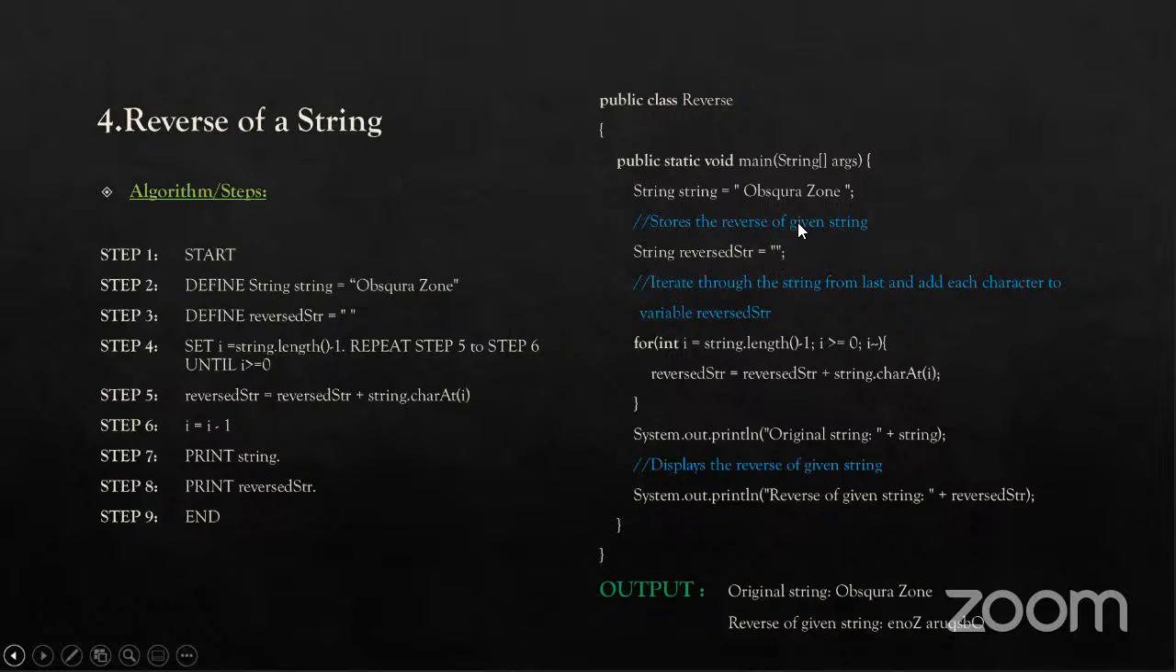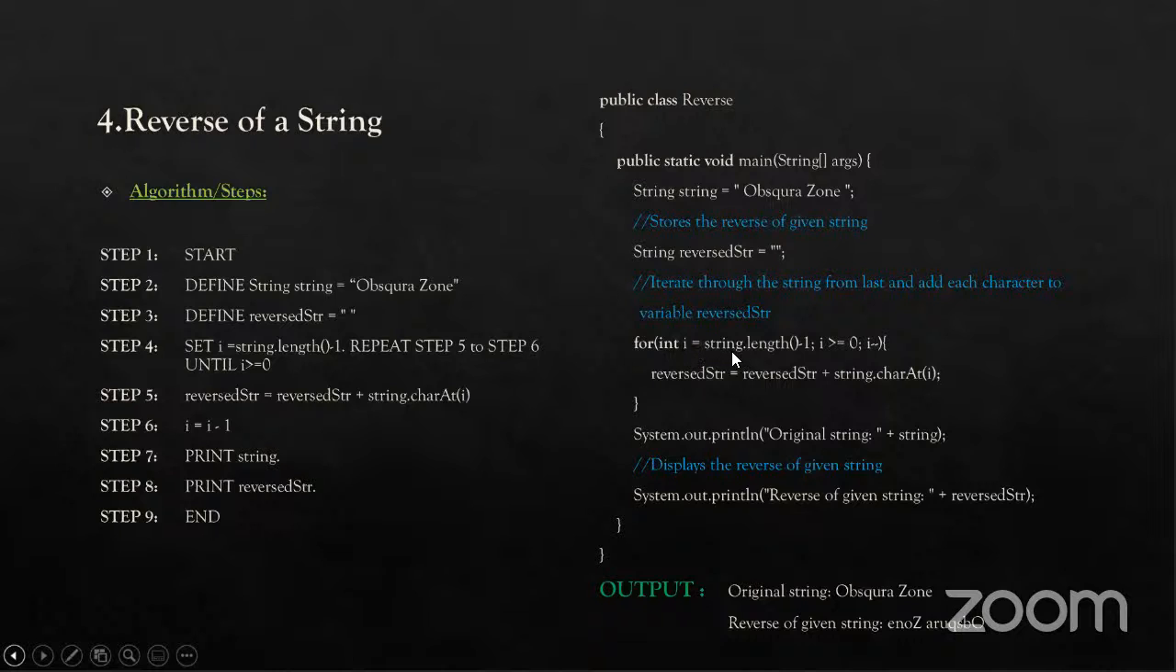Firstly, I am storing null. I'm not storing any characters, I'm just giving null. So that's it. And we need to iterate from last to first. We iterate from the last character, adding each character to this reverse string str variable. So we are just iterating from the last character and adding each character to the variable.